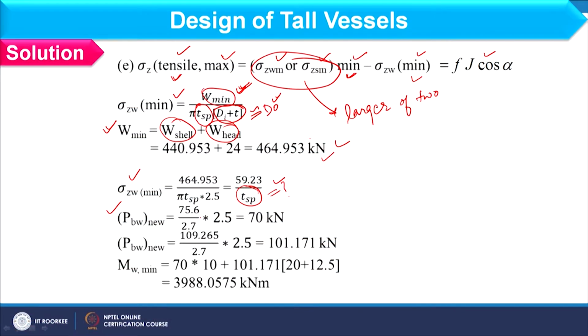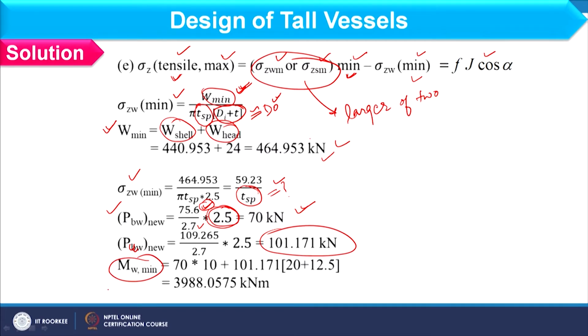So, PBW new value should be, because we have already calculated this in the last lecture, you can refer to this value there, divided by 2.7, because this is based on 2.7. Now I have to consider weight, and now I have to consider outer diameter of the shell. So, this PBW should be 70 kilonewton. In a similar way, I can revise PUW, and that should come out as 101.171 kilonewton, right.